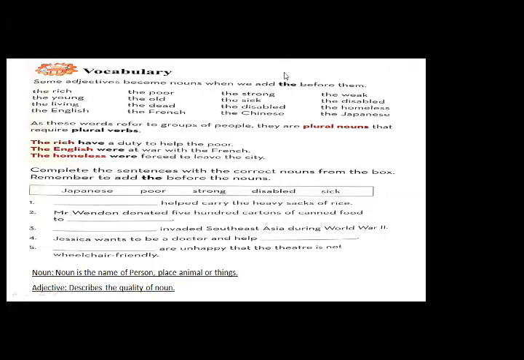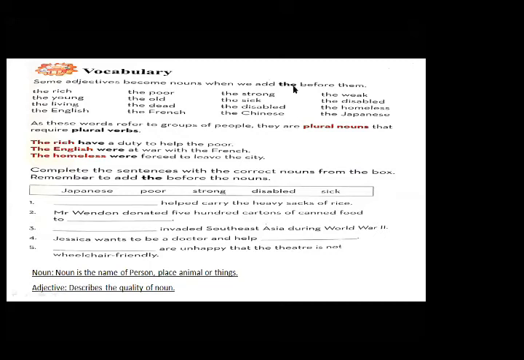Now, you all know very well that a noun is the name of a person, place, and thing, and adjectives are the words which describe the noun, its qualities. Like, now I have a brown cat. Brown is the quality of my cat, so it is the adjective and cat is the noun.